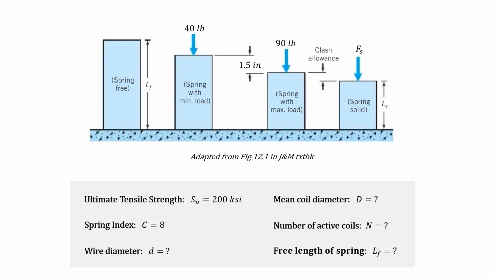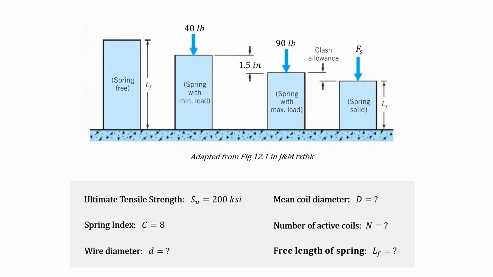So this schematic is from the problem statement. I just want to put it in here because it's really good at showing what knowns we have and the different components that we're trying to actually look for in the question. So we have our free spring length on the left-hand side. Then we have the spring with minimum load, which is 40 pounds in this case. And then we have the difference between the spring with minimum load and the spring with the maximum load as the 1.5 inches there, where the maximum load on our spring is 90 pounds. And so there you can see the clash allowance between the two spring schematics on the right-hand side.